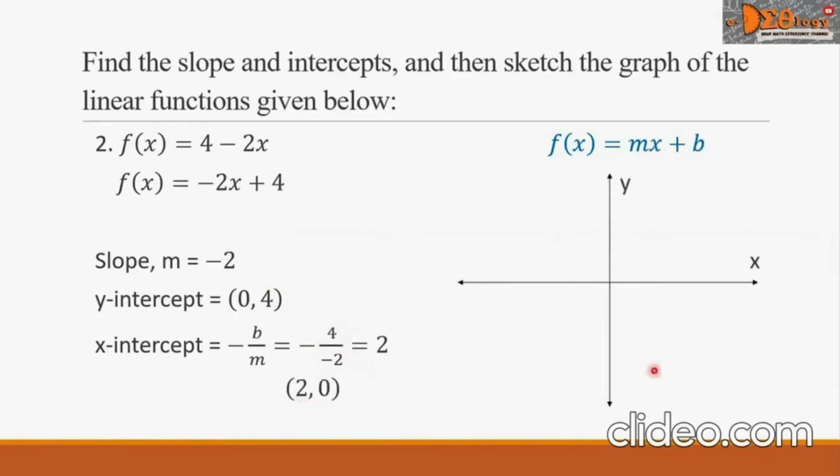To sketch the graph, let us first show the x and y axis, and then let us identify the 4 in the y-axis and the 2 in the x-axis. Then let us draw first the y-intercept, that is the point, and the x-intercept (2, 0), that is the point. And then we simply connect these 2 points, and this is now the line of the function 4 minus 2x. This is our final answer.